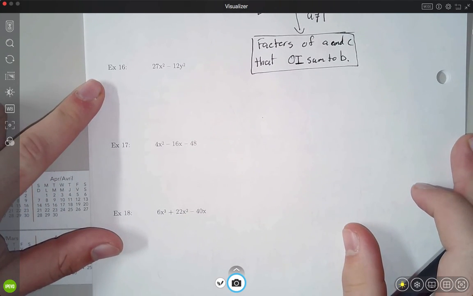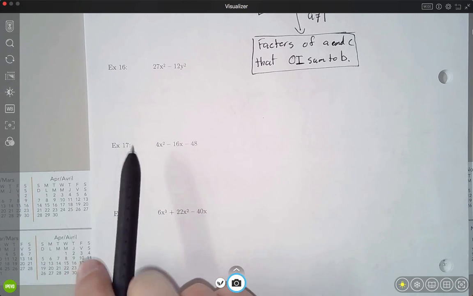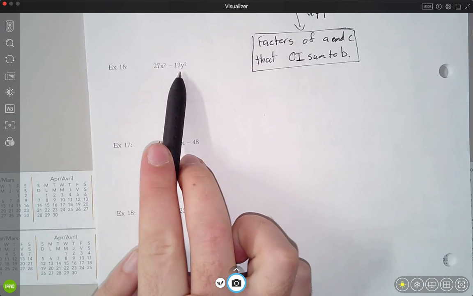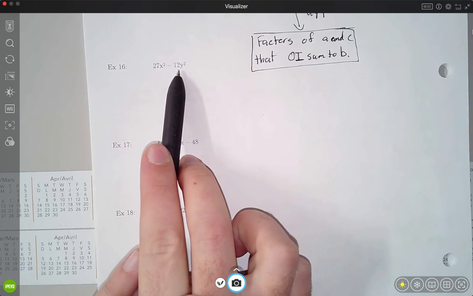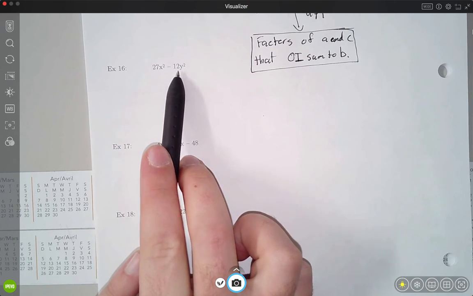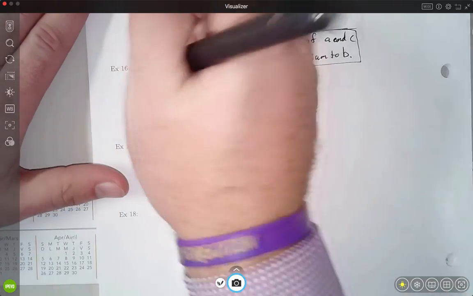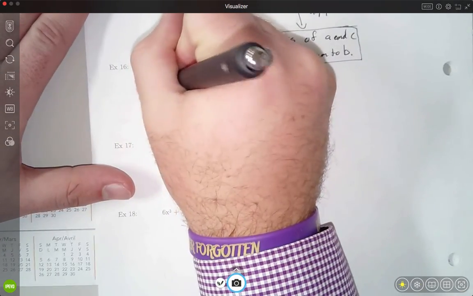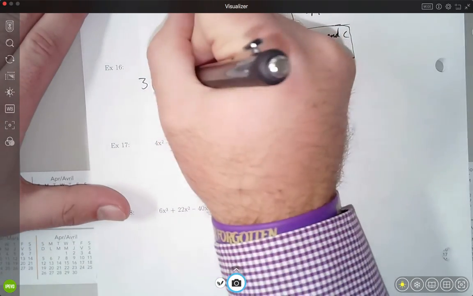So first of all, for example 16, my first question is, do I have a GCF? Well, if I look at 27 and 12, 12 definitely has a lot of factors, so some of them might work. If I think of my factors of 12, I have 1, 2, 3, 4, 6, and 12. Thinking about those in 27, I think 3 will go into 27, and it'll go in 9 times. So I'll pull the 3 out front. That leaves me with 9x squared minus, if I pull the 3 out of the 12y squared, a 4y squared.